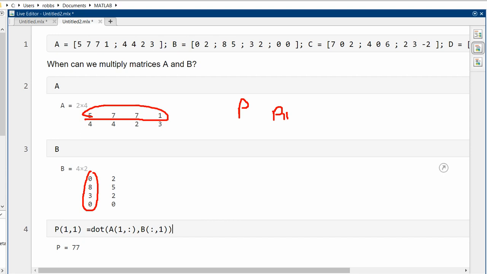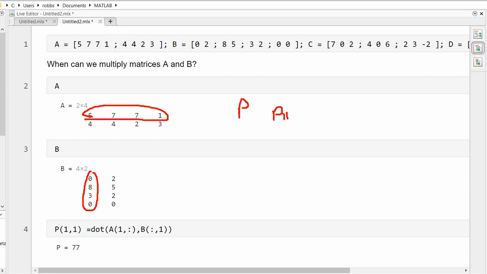Okay, so they're saying that's 77, and let's just check to see what we get. We have 5 times 0, which is 0, then 7 times 8, which is 56. So this equals 0 plus 56. And then 7 times 3 is 21. And then 1 times 0 is 0. So you can see that we do in fact get 77 if we just do the dot product of these two rows. Okay, so we can keep doing this.